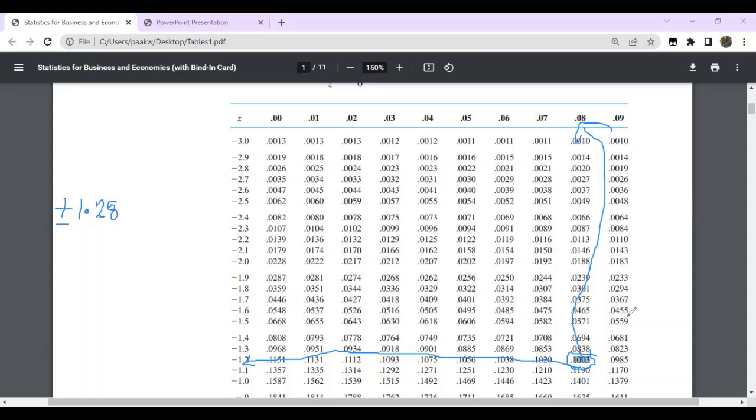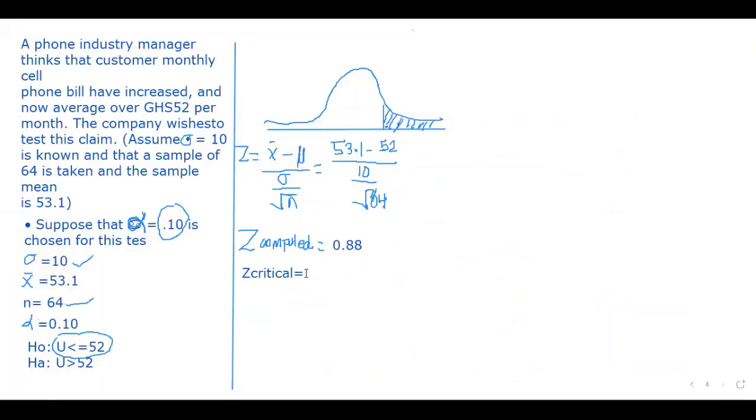To get it, you are going to use your alpha value. You search for that alpha value. That's your probability or the significance level. Then you trace it to the top and to the left. You add the figures, you get your critical value. So we are now having plus or minus 1.28. Because it's positive, let's write 1.28.